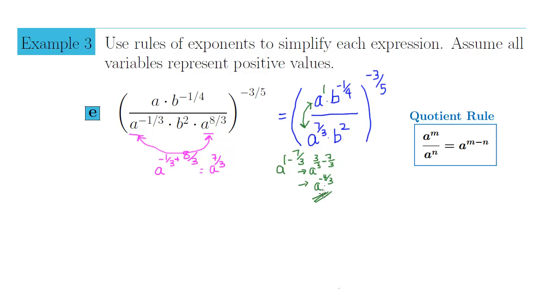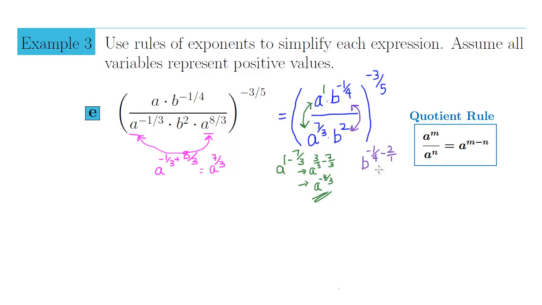Before I put that back into my problem, let me also talk about putting the b's together. The b's get combined also using the quotient rule. Quotient rule says subtract the exponents. So we're going to put the b's together by subtracting the exponents. So I have b to the negative 1/4 minus 2, which I'll write as 2 over 1.